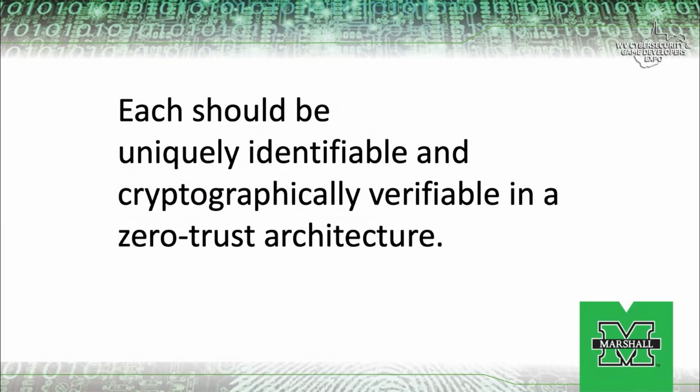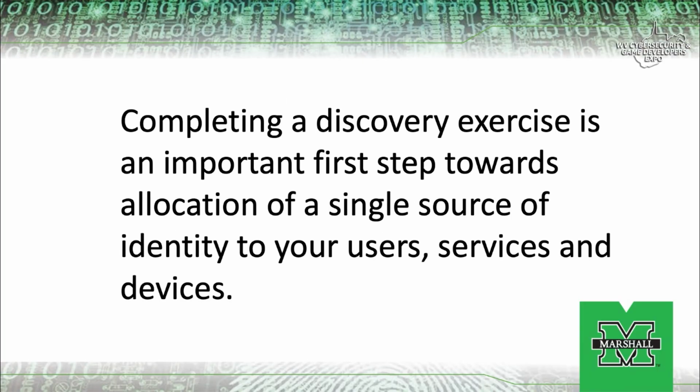Okay, cryptographically verifiable. You have to implement a system that says that you have identity for all these things and that you can identify them through cryptography or through a mechanism where they all have their own unique hash or identifier. So that as these services are used by different users and devices on the network, you can identify what's going on the network cryptographically.